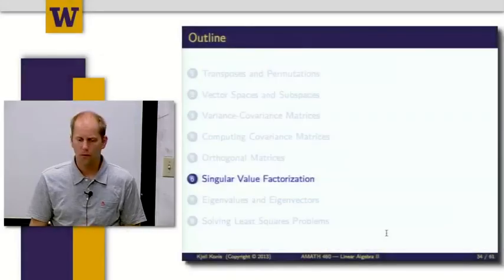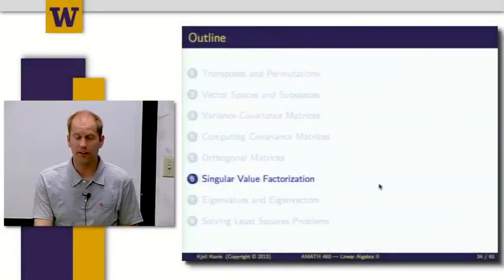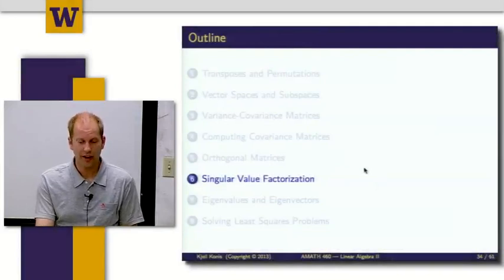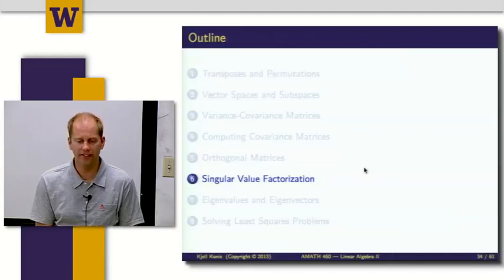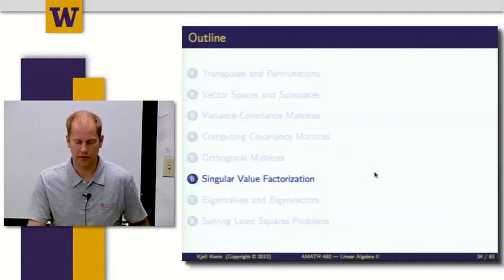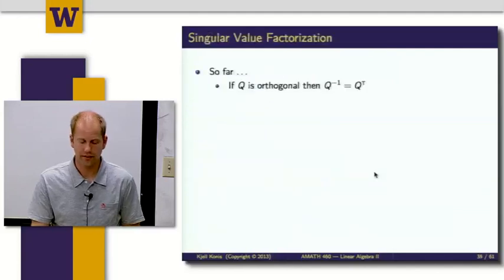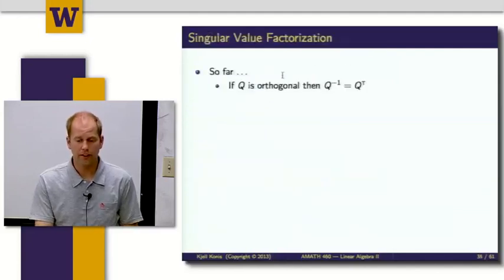So now that we know what orthogonal matrices are, I want to introduce something called the singular value factorization. This is a way you can take any matrix and write it as a product of an orthogonal matrix, a diagonal matrix, and another orthogonal matrix. So far we have, if Q is orthogonal, then Q inverse is equal to Q transpose.